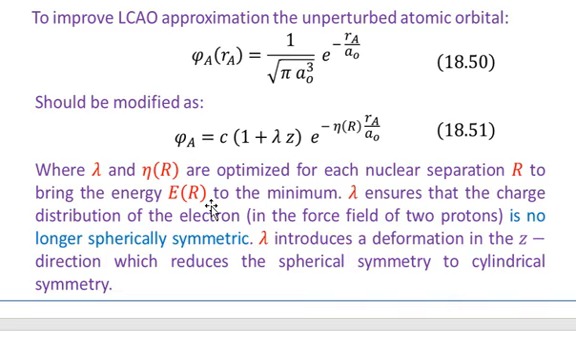So you see that here the solution will be improved when E of R has a minimum energy. And for that, we are going to optimize the parameter lambda, and the other parameter is eta of R, so that E of R will have the minimum energy. Lambda ensures that the charge distribution of the electron in the force field of two protons is no longer spherically symmetric.